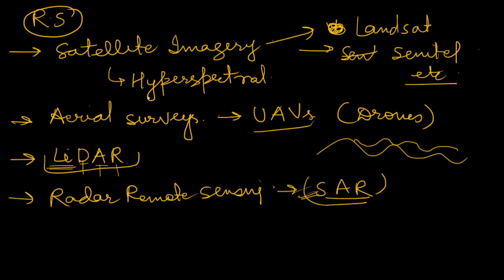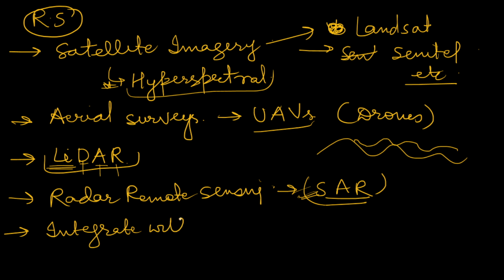As discussed, we can also do hyperspectral imaging from satellites. You should know this term, hyperspectral imaging, it is very important. We can also integrate this remote sensing with GIS. Here we can do various things such as habitat modeling, biodiversity assessments, and the impact of human activities on ecosystems can be observed.